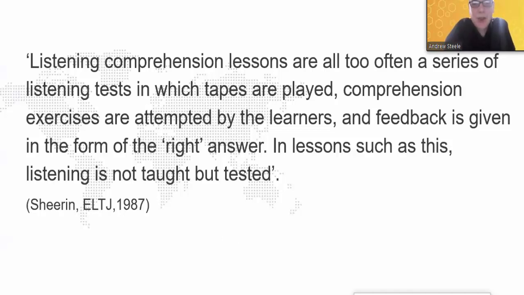I mean, you can see how old this is. He talks about tapes are played. Obviously, we just use recordings digitally mostly nowadays. But what you as IELTS teachers, or me as an IELTS teacher, I think we have to be quite careful that we are not just spending classroom time testing listening, but that we are spending valuable classroom time teaching listening skills and strategies.